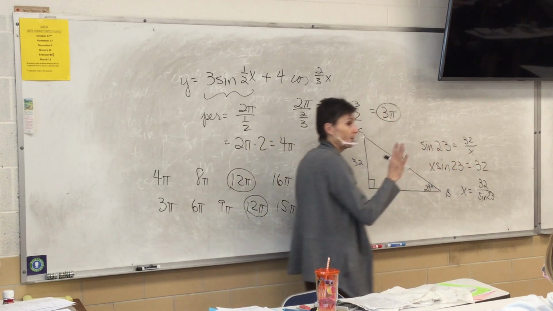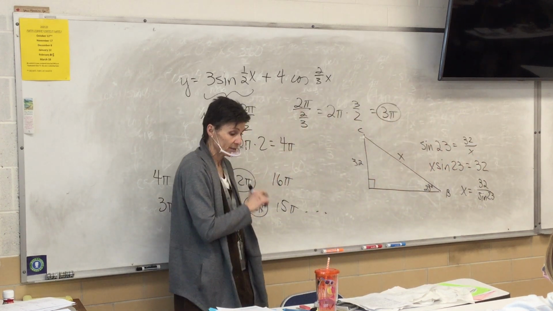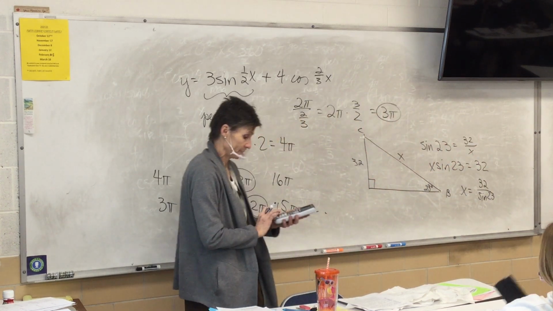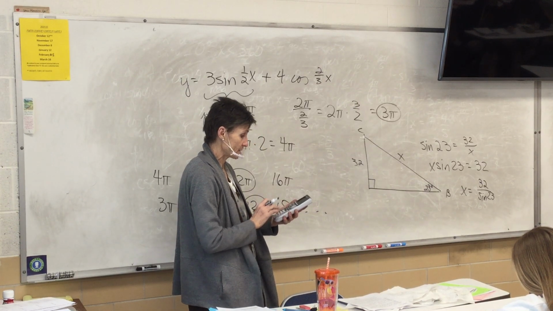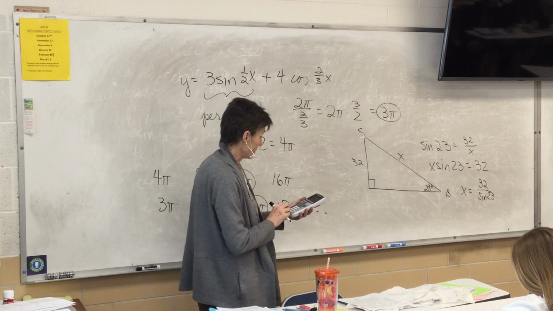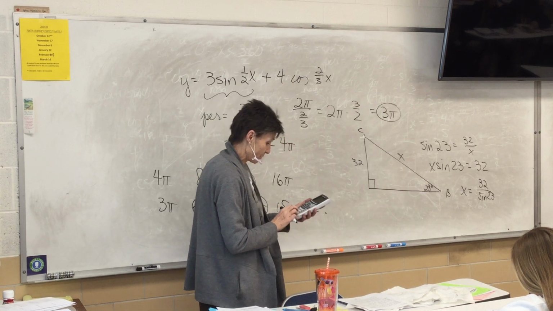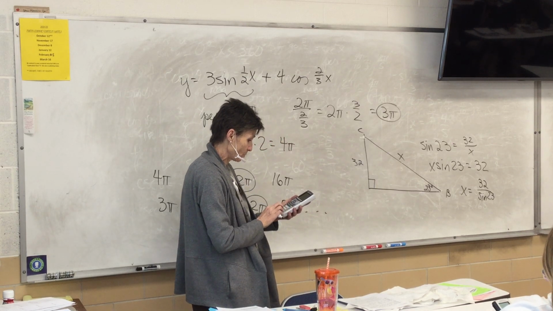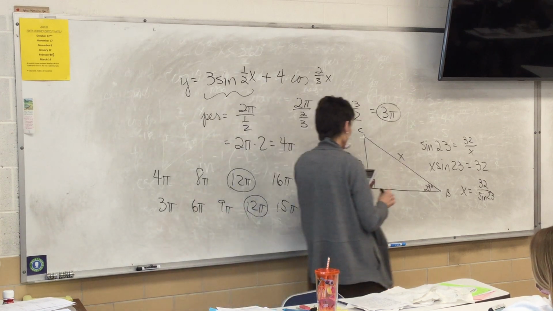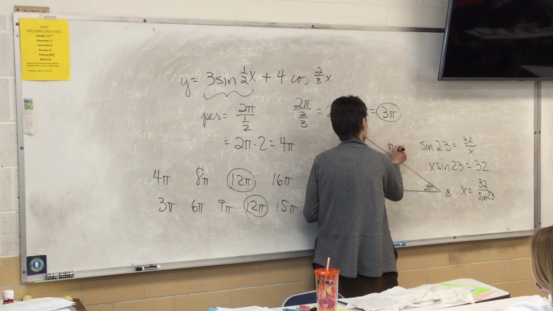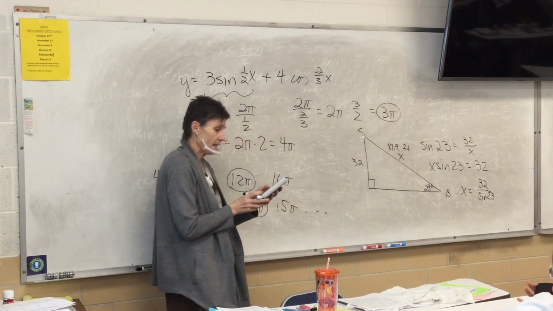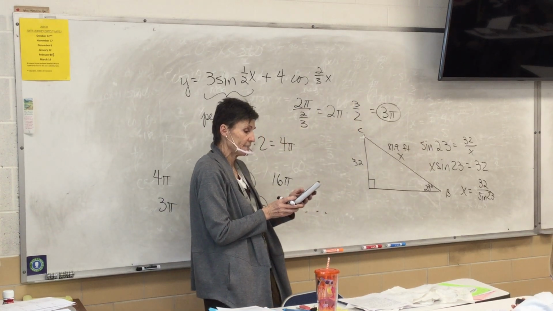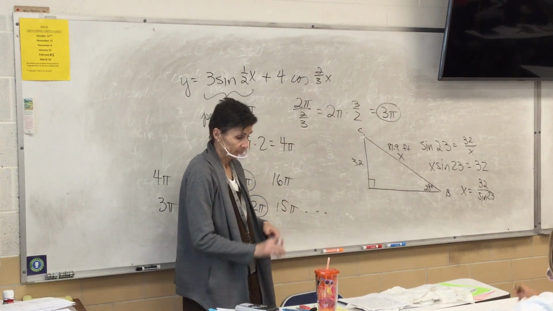I have no idea how our calculators were set, but it better be in degrees. This is a degree problem. You've got to always keep an eye on that, guys, always. So, what is it? 32 divided by sine 23. 81.9 feet. Charles is 81.9 feet from the book.